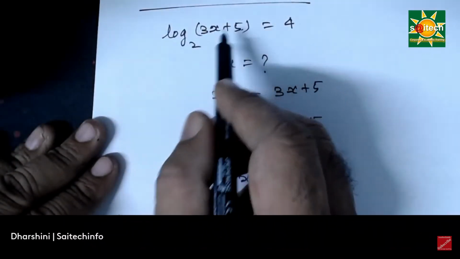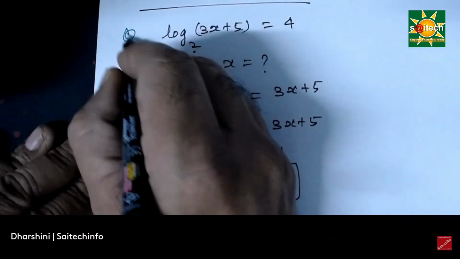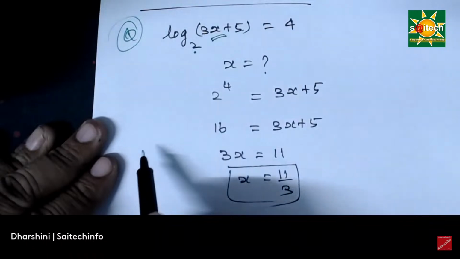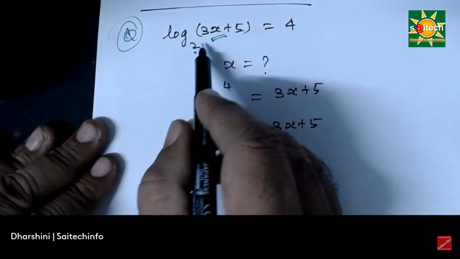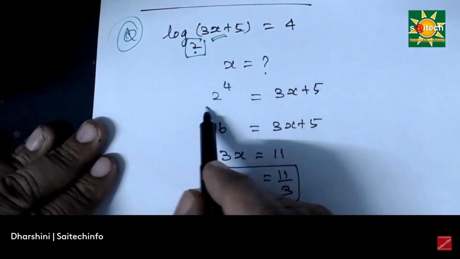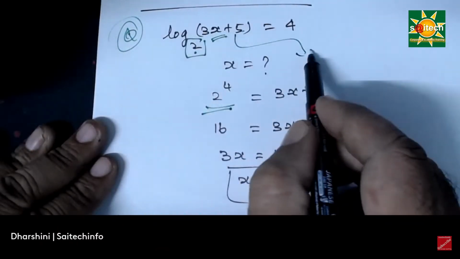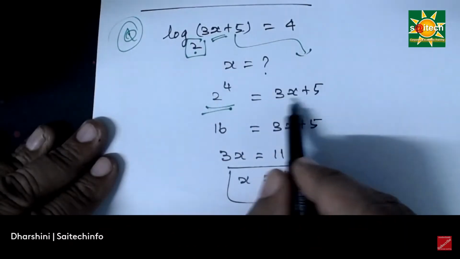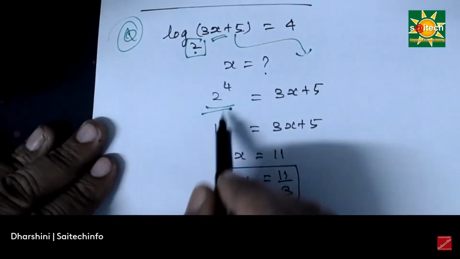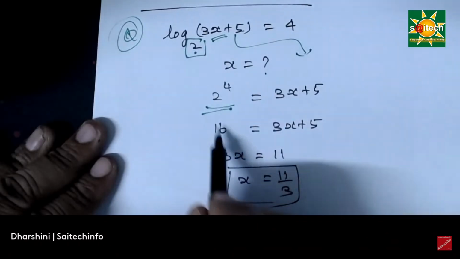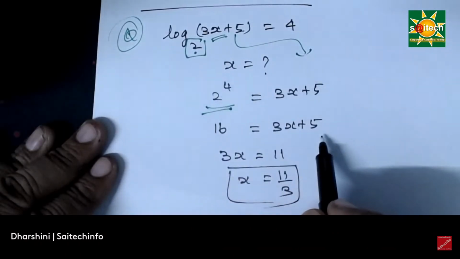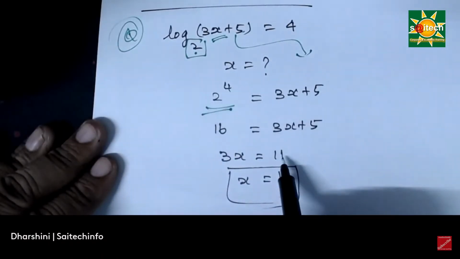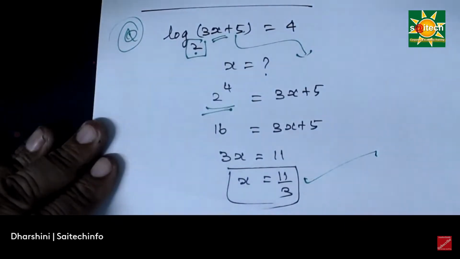Log of 3x plus 5 to the base 2 is another question. That is equal to 4. We need to find out x. So we can put 2 power 4. This is the base, power 4. You can bring this to the RHS. So 2 power 4 is equal to 3x plus 5. 2 power 4 is nothing but 2 into 2 into 2 into 2, four times, so 16. So 16 is equal to 3x plus 5, and 3x is equal to 16 minus 5, that is 11. So x is equal to 11 by 3.